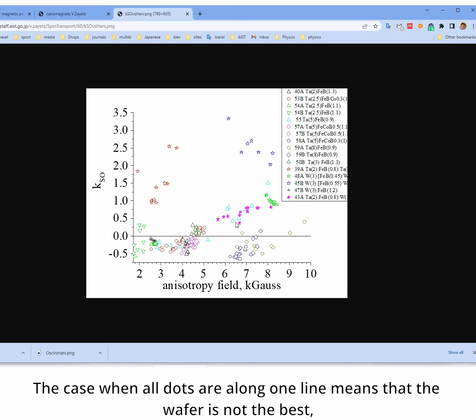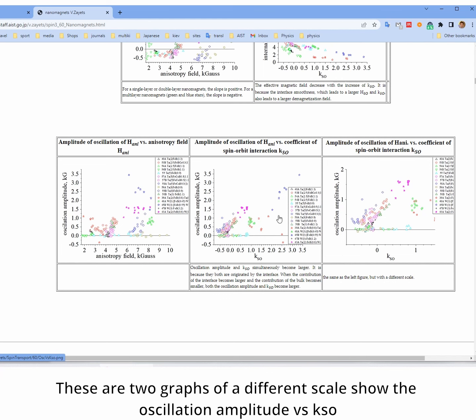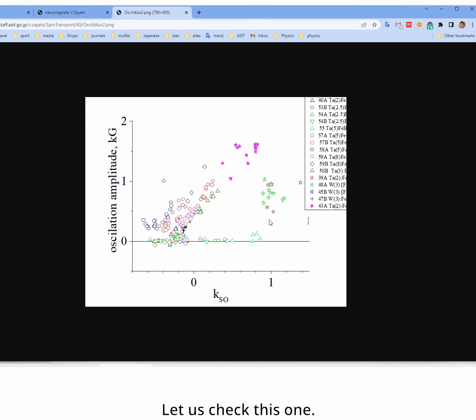Another important parameter of nanomagnet, which is important to evaluate, is the amplitude of oscillation of anisotropy field. You may recall in a previous video I explained how to measure such an oscillation. These two graphs of different scale show the oscillation amplitude versus coefficient of spin-orbit interaction. Let's check this one. Also in a previous video I already explained why the amplitude of oscillation is proportional to the coefficient of spin-orbit interaction. You see?